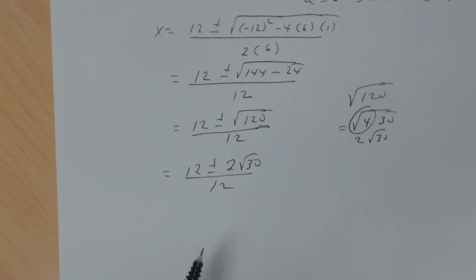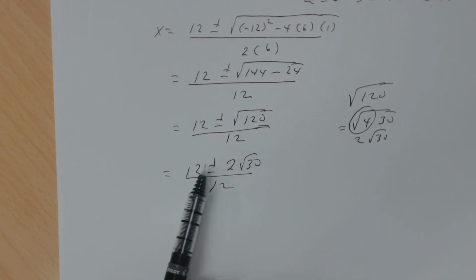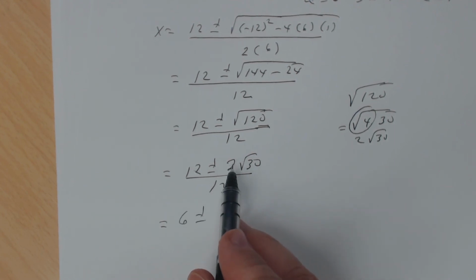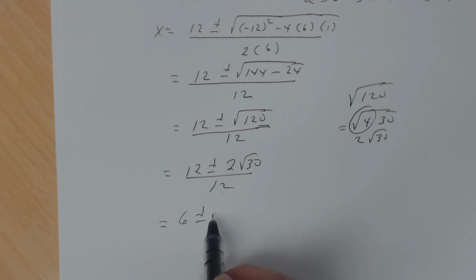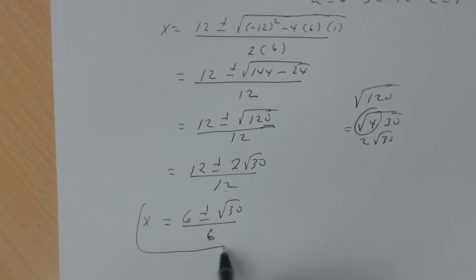All right, now let's talk about how to write the answer. Now you see at this point, remember if it says to simplify, remember simplify means to simplify the radical, and also at this point, reduce if you can. Well, 12, 2, and 12, they have 2 in common. All right, so 12 divided by 2 is 6, plus or minus 2 divided by 2 is 1, so that's just square root of 30, over 12 divided by 2 is 6. All right, so you can leave your answer like this.